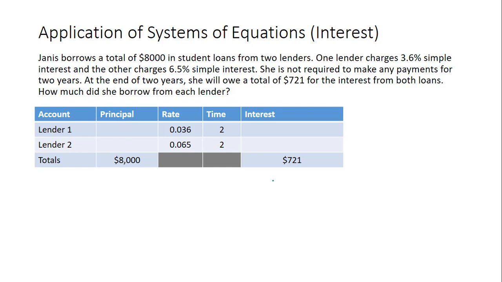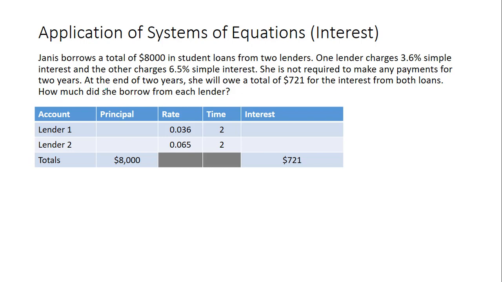In this video, we'll solve an application of systems of equations involving interest. Janice borrows a total of $8,000 in student loans from two lenders. One lender charges 3.6% simple interest, and the other charges 6.5% simple interest. She is not required to make any payments for 2 years.